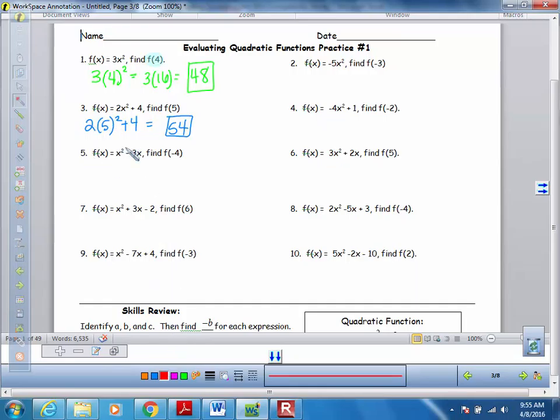Okay, let's look at 5. In 5, every time I see an x, I'm going to plug in negative 4. Now, every time I've plugged in a number, what have I put around the number? Parentheses. So even here, when I plug in, I put parentheses, so it's going to be parentheses negative 4 squared minus 3 parentheses negative 4. Now, if you write it like that, you also have to type it like that. So when you put it in your calculator, you have to make sure it has parentheses. Okay? So I'm going to do it by hand. You do it in your calculator, and let's see if we get the same thing.